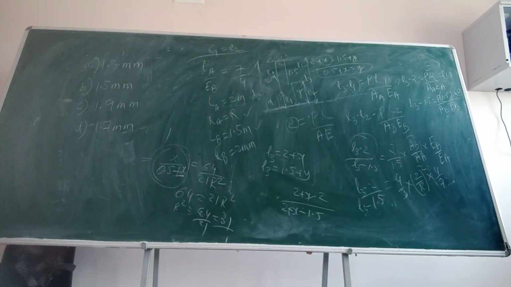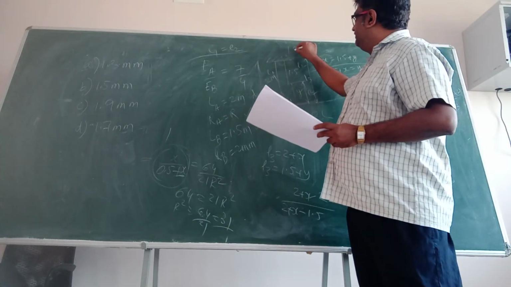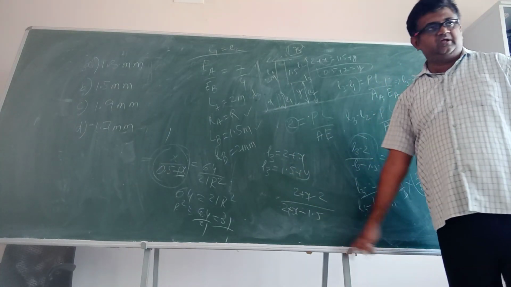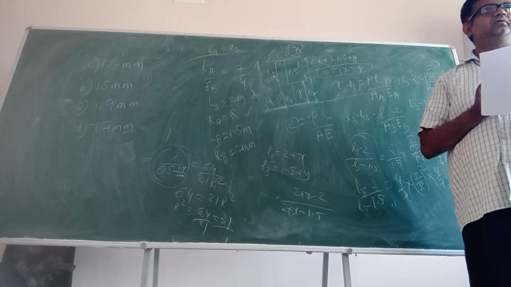What are the options given? 1.7, 1.5, 1.3, 1.9. Root 3 is how much? 1.7. It is close to 1.73. Okay? I am getting here root over 3.1, which means it is very close to 1.7. Option D. Clear?